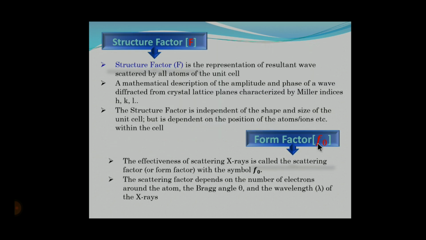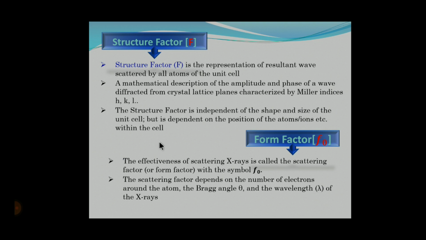Okay, so next is structure factor and form factor. As you can see here, the structure factor is the representation of the resultant wave scattered by all the atoms of a unit cell. That means it is a mathematical representation of the amplitude and phase of the wave that is being diffracted from the crystal. All the planes are diffracting the wave out, so it is the sum total of all the diffracted waves, right? The structure factor is independent of the shape and size of the unit cell, but it depends on the position of the atoms or ions inside the unit cell, right?